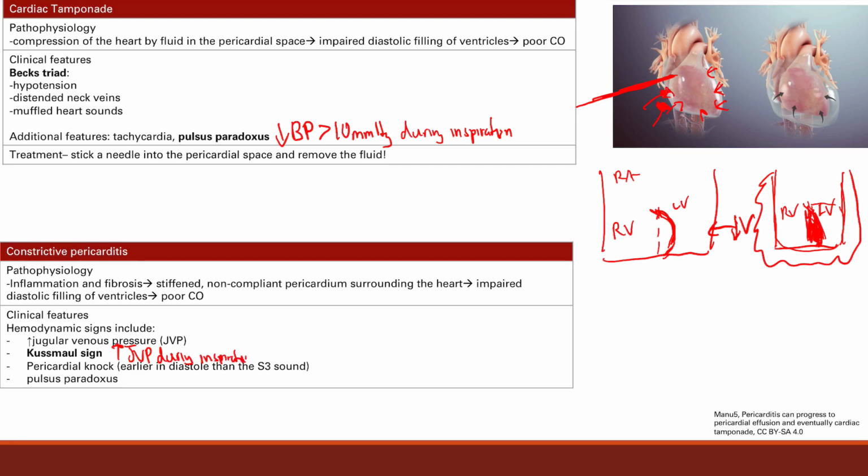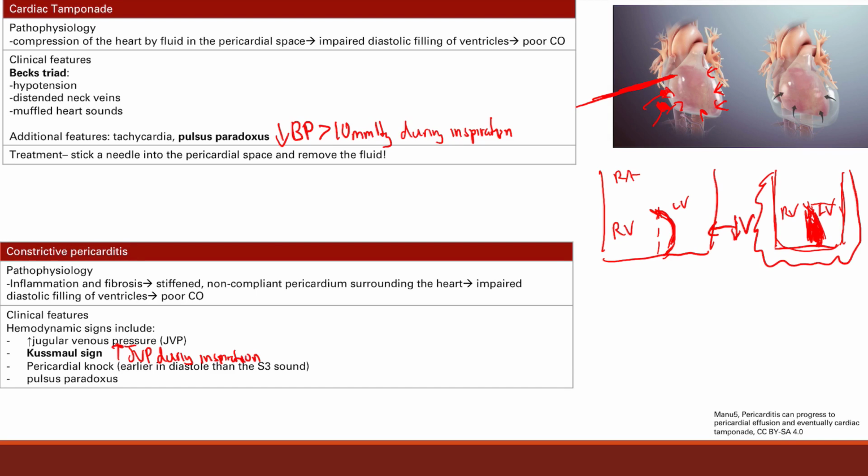Now normally, what would you expect JVP would do during inspiration? Remember, inspiration will normally increase venous return to the heart, so more blood goes from the jugular veins into the heart, so the jugular venous pressure should decrease. That is normal. The Kussmaul sign is the opposite.